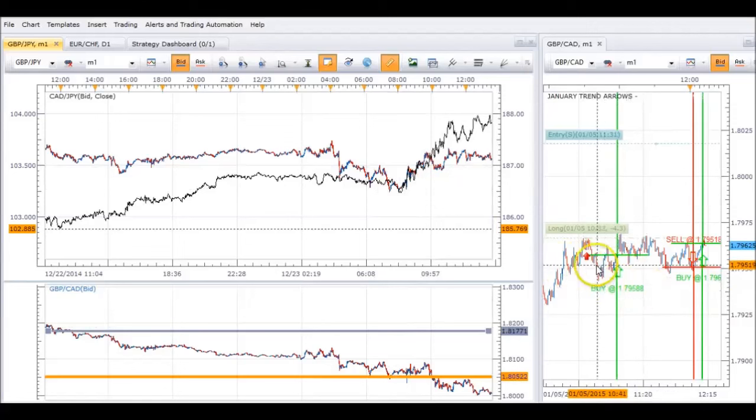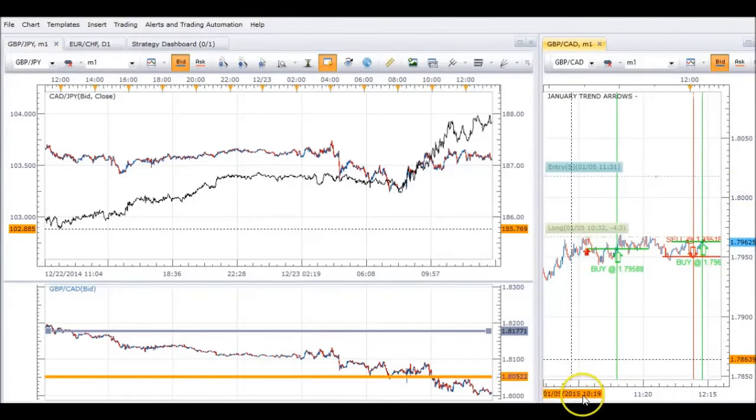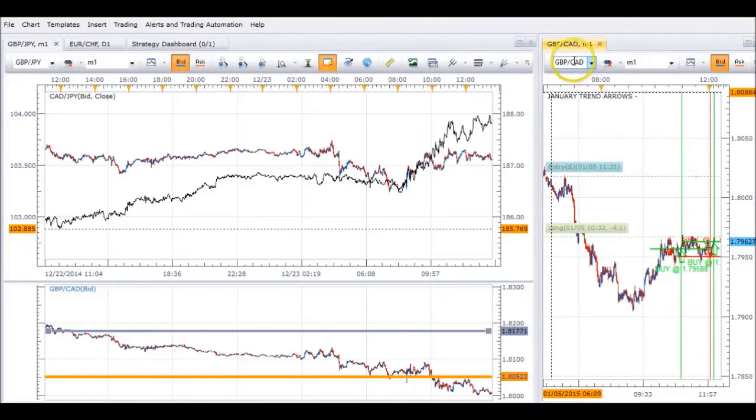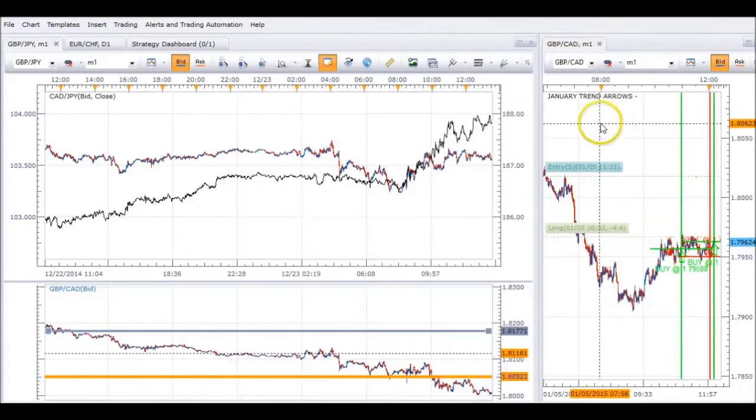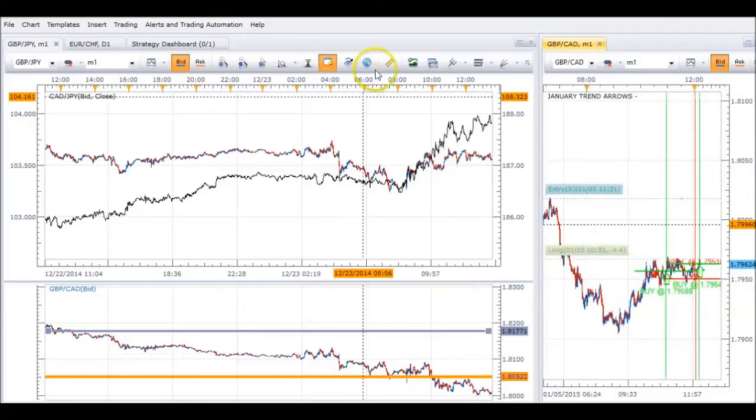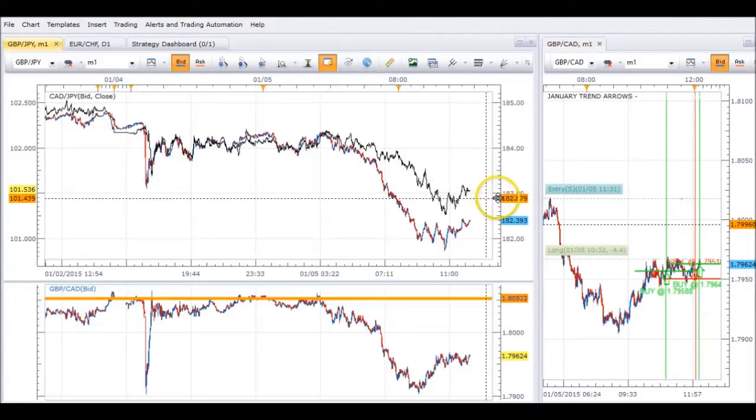Now, I use my indicators here to tell me about when to get in and things like this. This is the British pound Canadian dollar as well. It's been in a downtrend all morning, you see. And let me scroll to the end here. This is what it looks like right now.